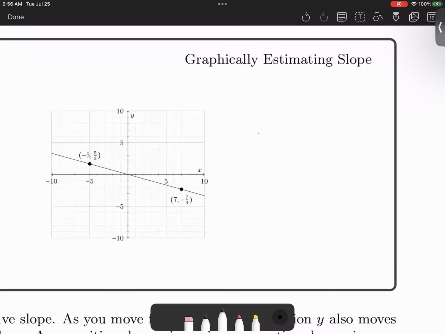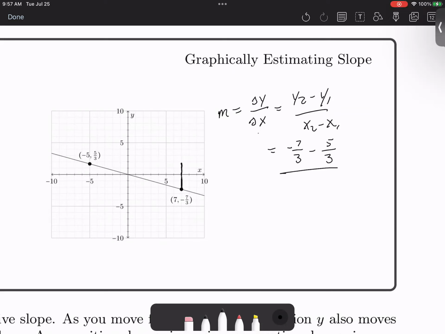Okay, let's go over here and compute the slope using these 2 points. Again, by definition, change in y over change in x. Okay, so my change in y will be -7/3 minus 5/3. That's this distance right there. Divided by change in x. So I go from this x value to this x value. So 7 minus a -5.